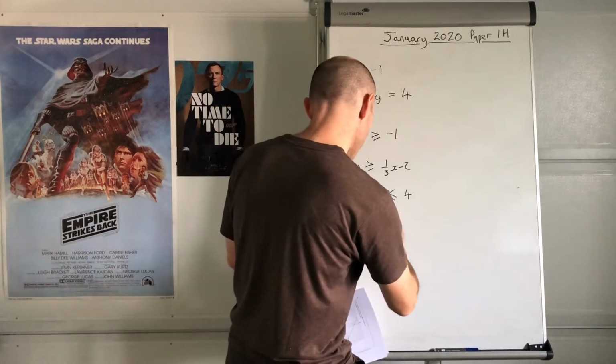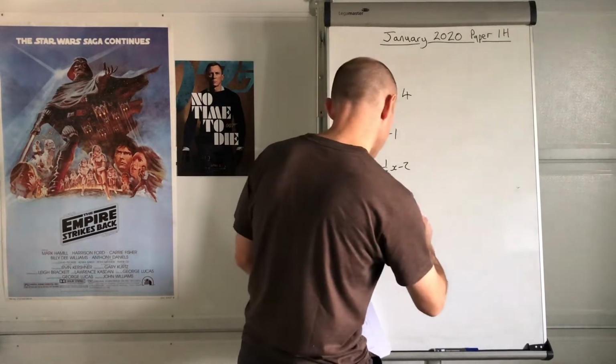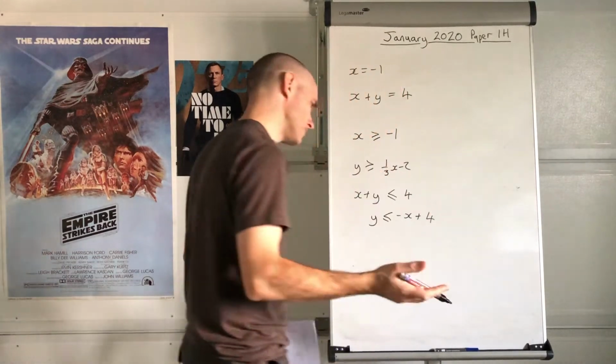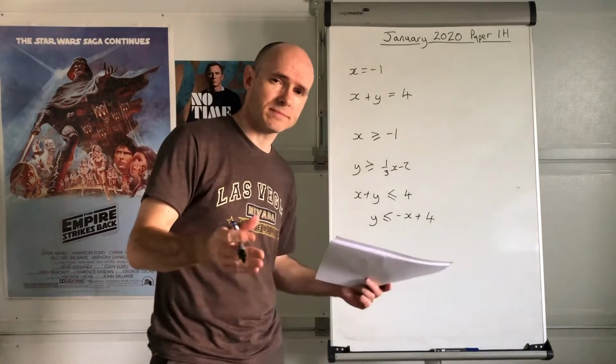Okay, if you wrote it like this, then it's y is less than or equal to negative x plus 4. Okay, right, I'm going to pause again.